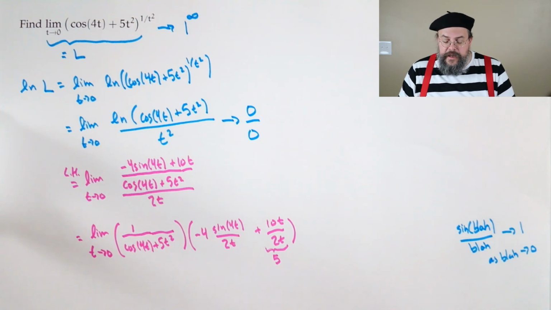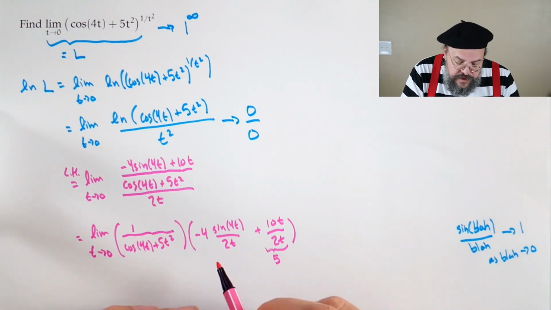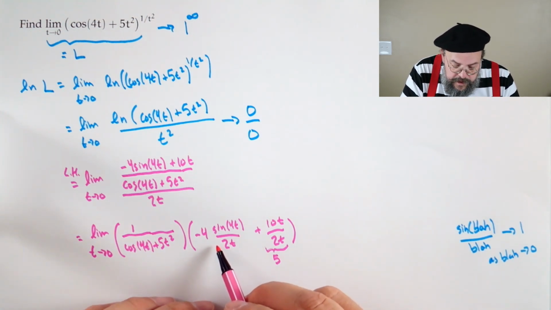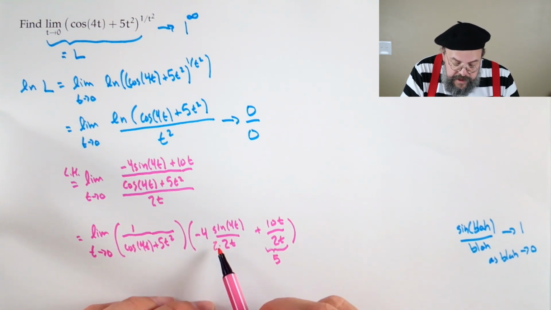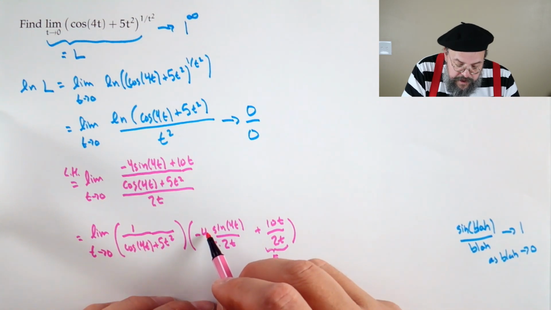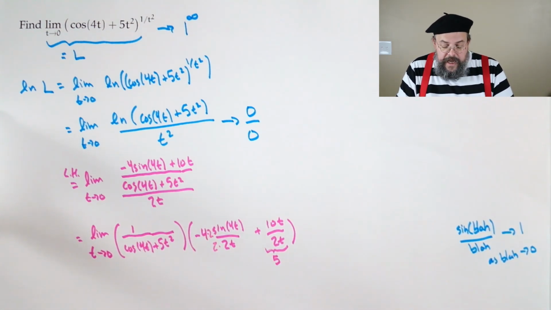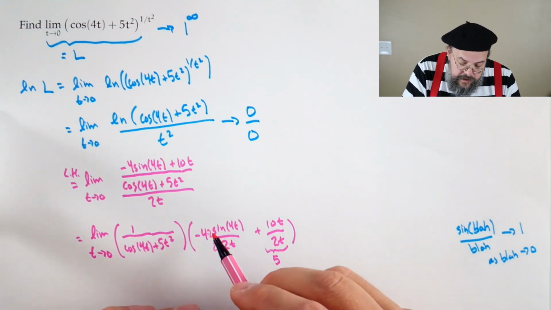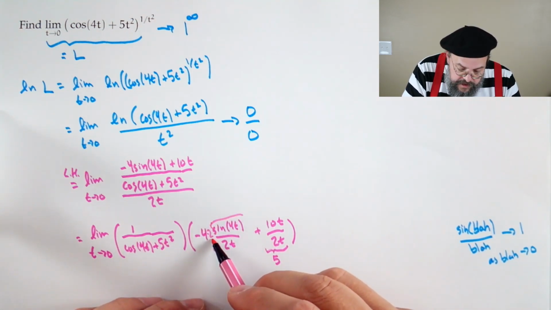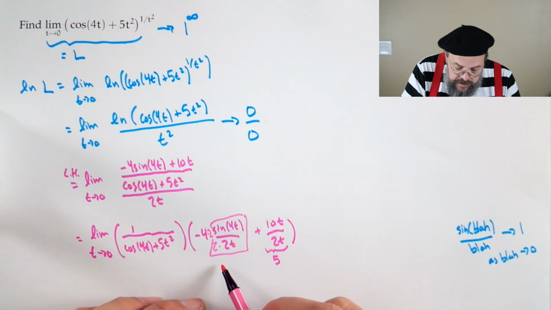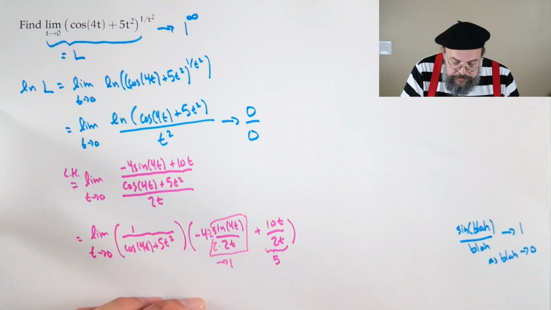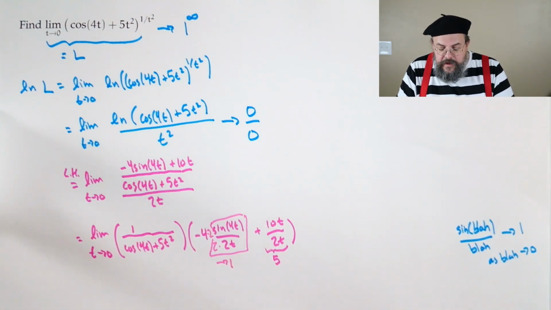Well, we say, look, if I could just turn this 2 into a 4, that'd be great. So I can do that if I multiply by 2. If I multiply here by 2, I'm also going to multiply upstairs by 2. All right? So what happens? Well, now the sine of 4t over 4t, this piece, is really going to go to 1. So we're almost there. We're almost there.